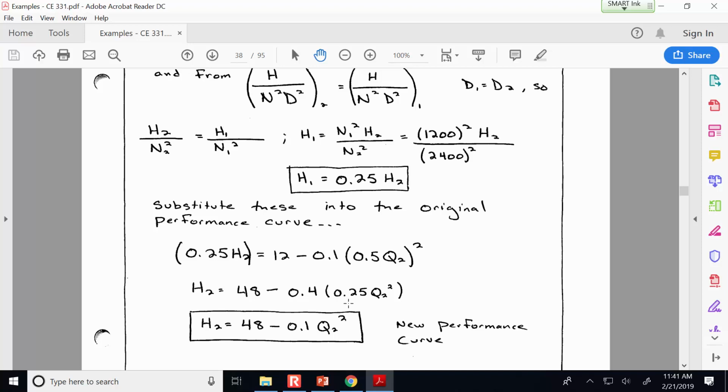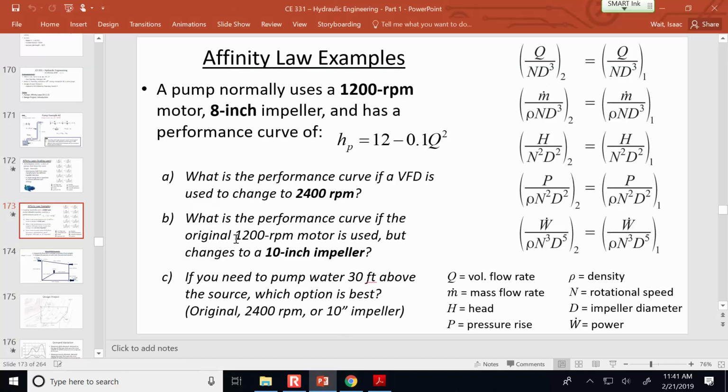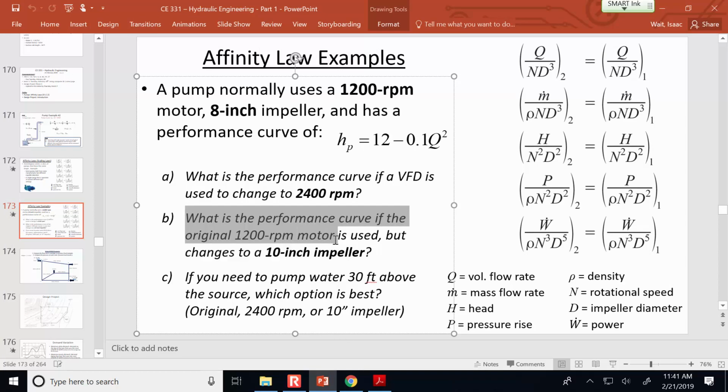So this one tells you what happens if you spin it twice as fast. In the second example, just to give you some practice with this, what if the performance curve of the original pump had the same rotation rate, but we change to a 10-inch diameter impeller? Okay, so now N1 and N2 are equal.